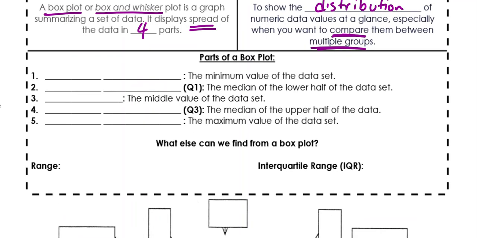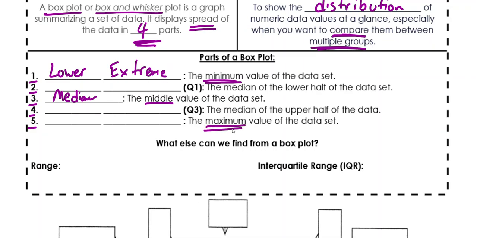So there's going to be 4 equal parts that are created using these 5 different measurements. These are going to be the dividers that create those 4 sections. One that you're already familiar with is the middle value. That is the median. The minimum value, or the smallest number, is called the lower extreme, while the maximum value, or the biggest number, is called the upper extreme.